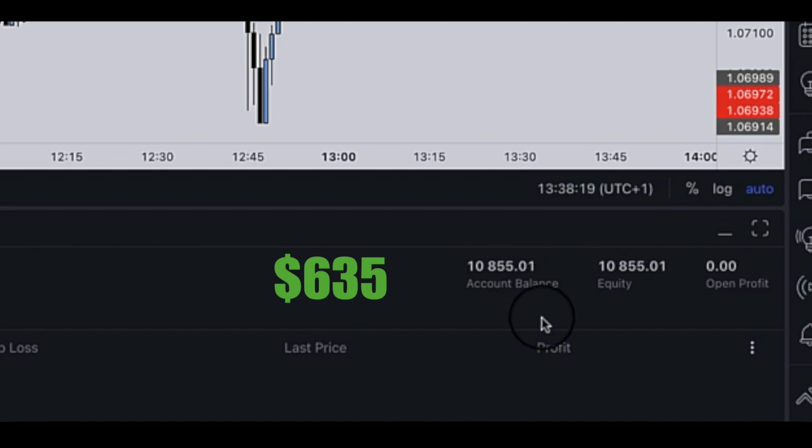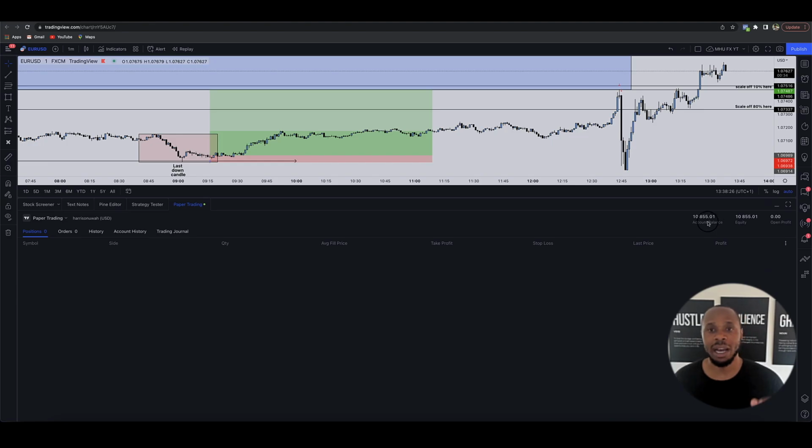You can see right now the account is up 8.5%, so roughly about 855 USD right now. So that is part 2 of growing your Forex account by 10% intraday using price action only.